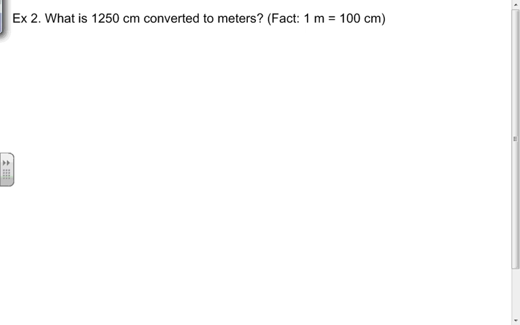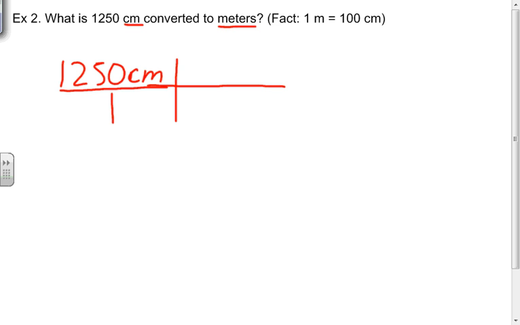Here it says, what is 1,250 centimeters converted to meters? So we're starting with centimeters, and we're trying to turn it into meters. Now, here's how the railroad track system works. I'm going to write what I start with, 1,250 centimeters, and that's a whole number, right? So I'm going to put it over 1, because I can put a whole number over 1. See how these lines end up looking like railroad tracks? It looks a little more like railroad tracks if we do a longer problem, which we'll get to.